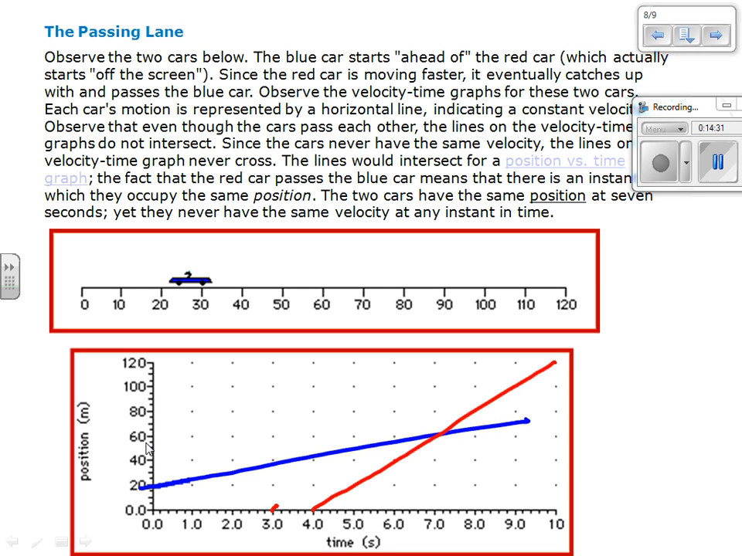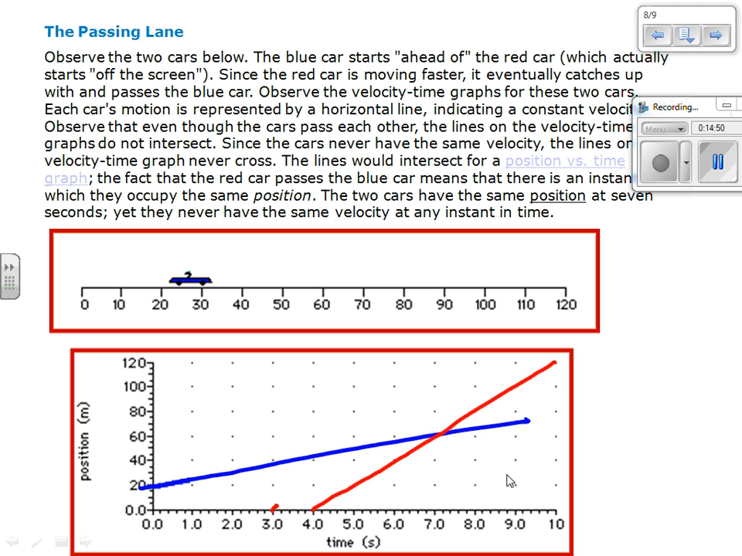How could I tell how fast they're going? How do I tell how fast they're going based on just the graph? Find the slope. Find the slope of the blue line, find the slope of the red line. Which one's traveling faster? The red one. It's steeper.